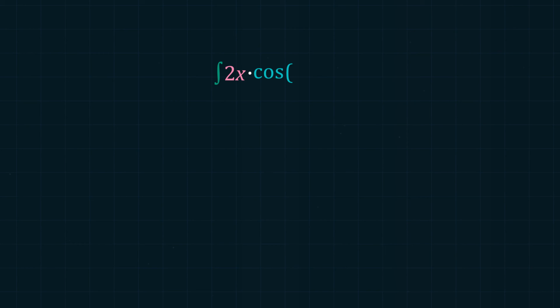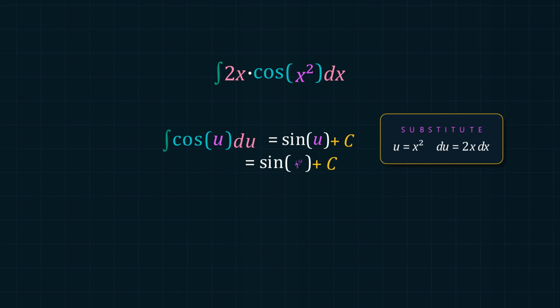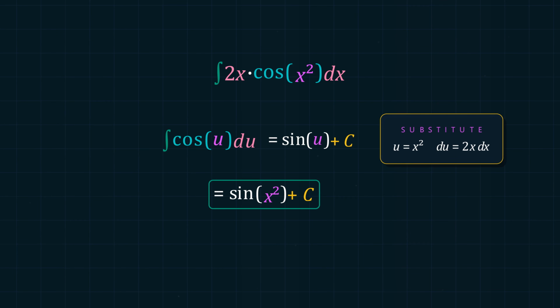Sometimes a function is too complex to integrate directly from our table. For the integral of 2x times cosine of x squared dx, we use integration by substitution. Notice that 2x is the derivative of x squared. So if we let u equal x squared, then du equals 2x dx. The integral becomes the integral of cosine of u du, which is simply sine of u plus c. Substituting back, sine of x squared plus c.